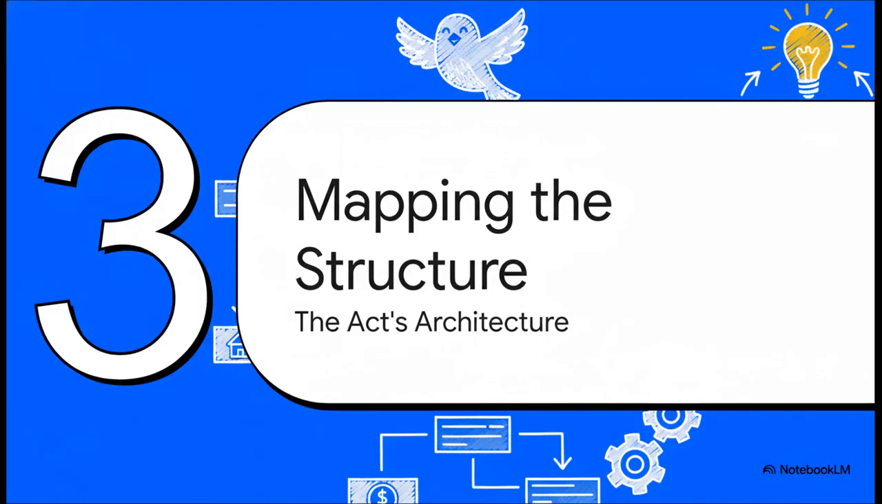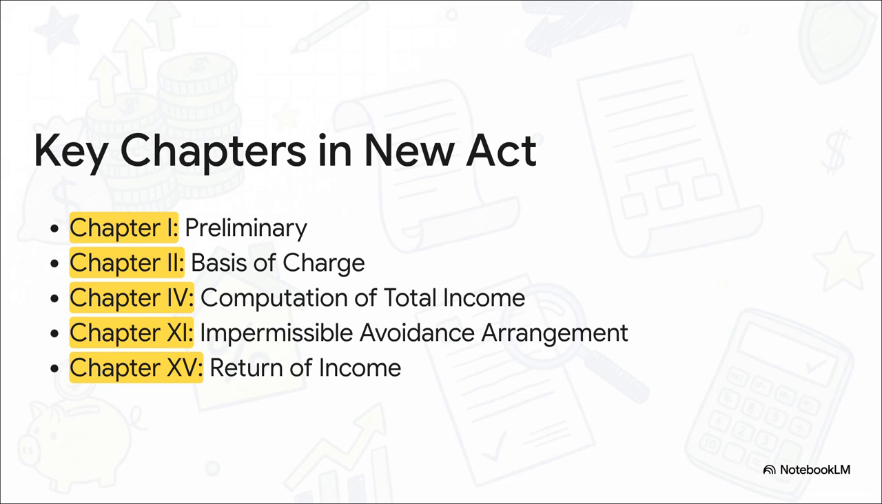Okay, so now that we know when it all starts, let's get a bird's eye view of the Act's new architecture. How is this thing actually put together, and how does that structure reflect this goal of modernization? Now, obviously, we can't go through every single chapter, but this gives you a real feel for the new layout. You've got your foundational chapters like preliminary and basis of charge, your core sections on computation, and then you have really modern provisions like the chapter on impermissible avoidance arrangements, which neatly bundles up all the anti-avoidance rules.